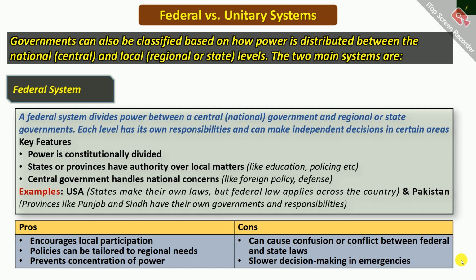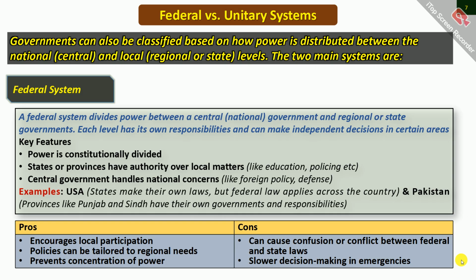Government can also be classified based on how power is distributed between the central and regional or state level governments. The two main systems are the federal system. A federal system divides power between a central or national government and regional or state governments. Each level has its own responsibilities and they can make independent decisions in certain areas. Key features of the federal system include power is constitutionally divided. States or provinces have authority over local matters. Central government handles national concerns like foreign policy, defense, etc.